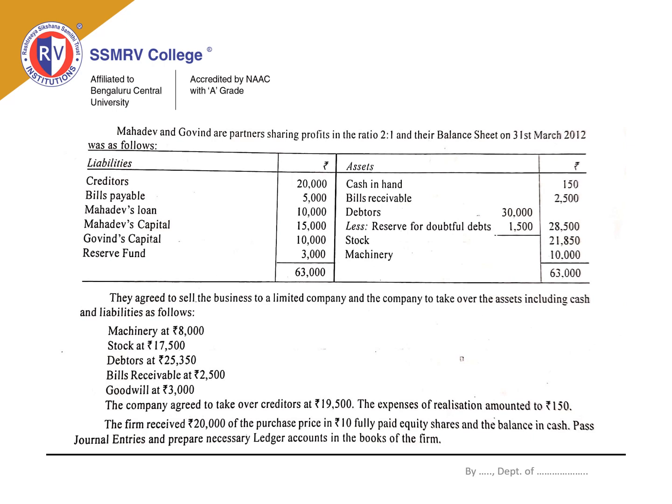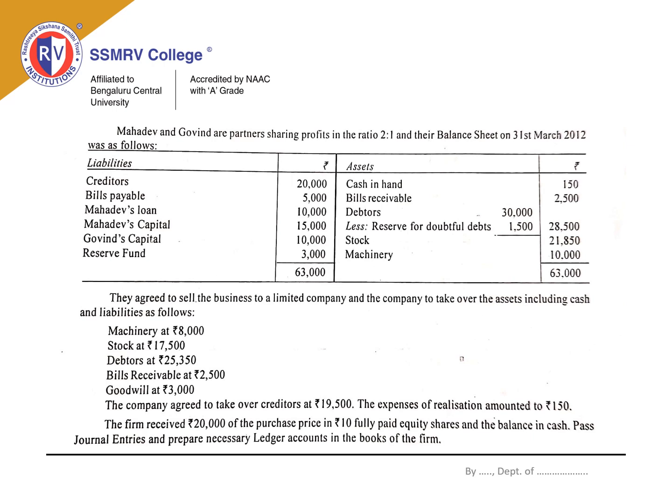Mahadev and Govind are partners sharing profits in the ratio of 2:1, and their balance sheet on 31st March 2012 was as follows. So the balance sheet is given to us. On the liability side, we have creditors, bills payable, Mahadev's loan, that is nothing but partner's loan. Mahadev is a partner. Then Mahadev's capital, Govind's capital, that is the partner's capital, and reserve fund. On the asset side, we have cash, bills receivable, debtors, stock, and machinery.